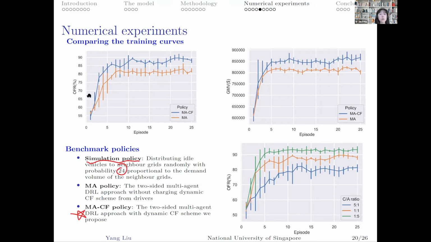Okay, so by looking at the training curve here, what we can see is our policy outperformed the MA policy in terms of the order fulfillment rate.